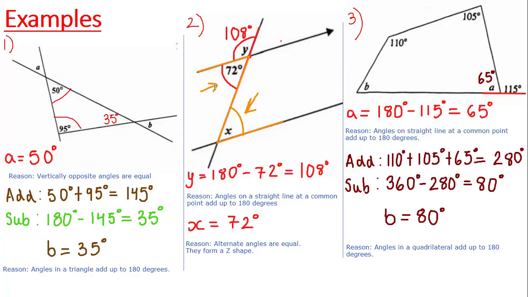So for number 3, we know the angles on a straight line at a common point add up to 180 degrees. That is why we just subtract 115 from 180, and we get 65. We also know that this is a quadrilateral, a four-sided shape. So 1, 2, 3, 4, it's a quadrilateral. And angles in a quadrilateral add up to 360. So it's very similar to how we did the angles around a point. All we need to do is add 110, 105, and 65. Once we add the three together, we subtract from 360, and that's how we get 80. All right? So that's how we do this. Does that make sense to you?